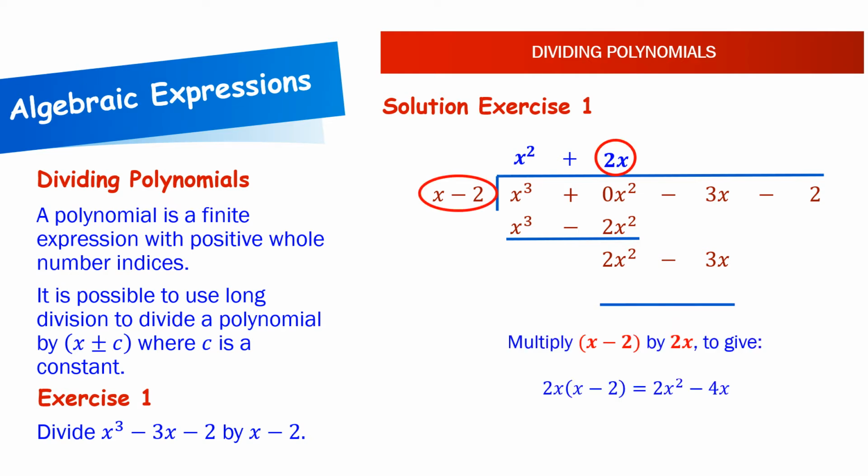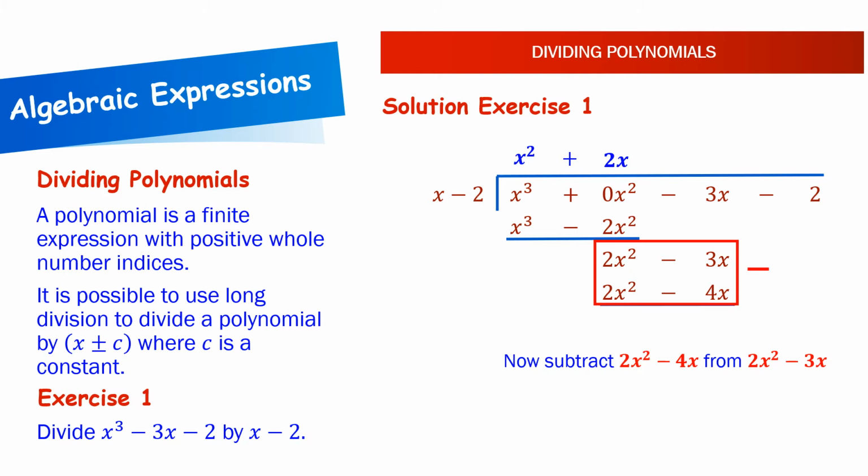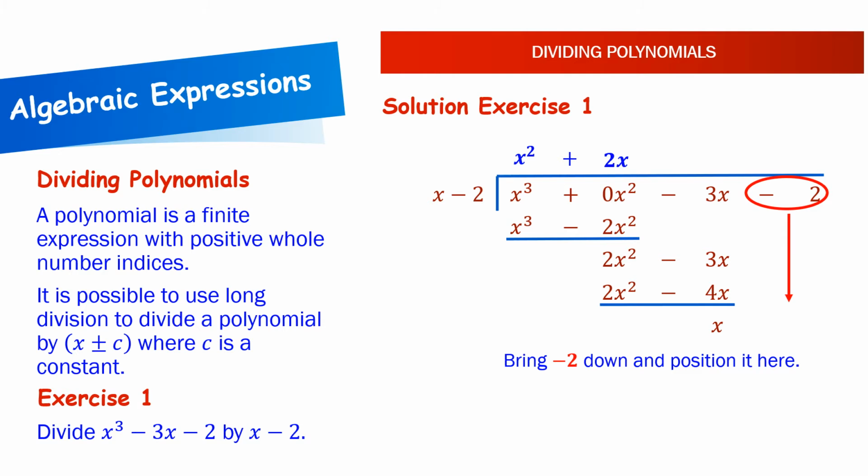And then multiply 2x by x minus 2, to give 2x squared minus 4x. Now subtract as shown to give x, and bring the minus 2 down and position it here.